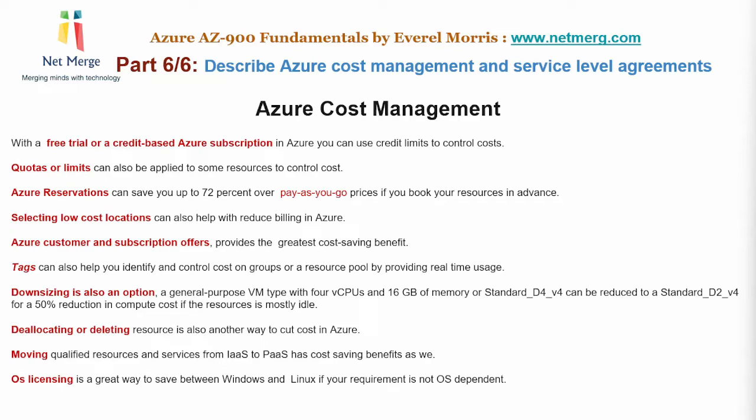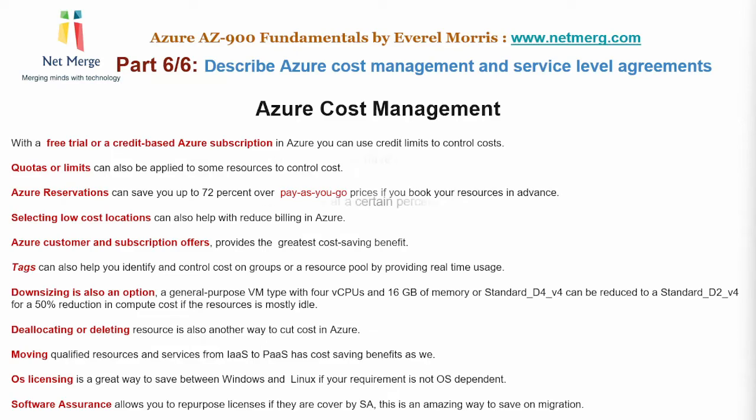OS licensing. This is also another great way. Software licensing is pretty expensive. If you're using an operating system such as Windows and Linux is cheaper, and your application or solution is not OS related, then you can change it to the less expensive operating system. Software assurance. This is another way of saving. It allows you to repurpose licenses if you have software assurance coverage for your license. So what that means, if you have a license on premises, you come in the cloud, you could use that same license and save on new licenses.